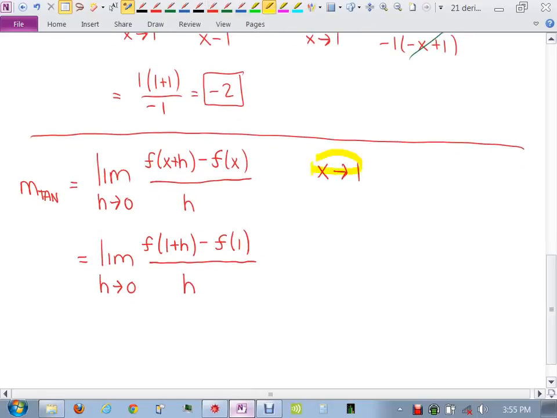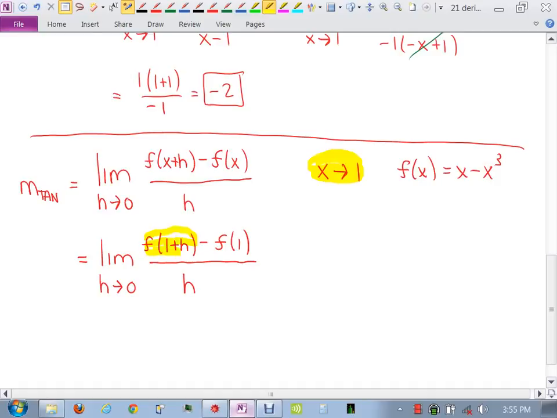So I think the key to this problem is remembering that in the previous one, we let a be the 1, and we left x alone. In this formula, you replace the x with the 1 and leave the h alone. I think on the right side over here, I'm going to write down what the function was because I kind of forgot. Wasn't it x minus x cubed? Okay. So what would this first part be?